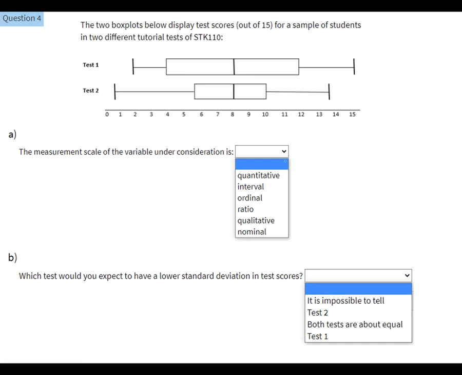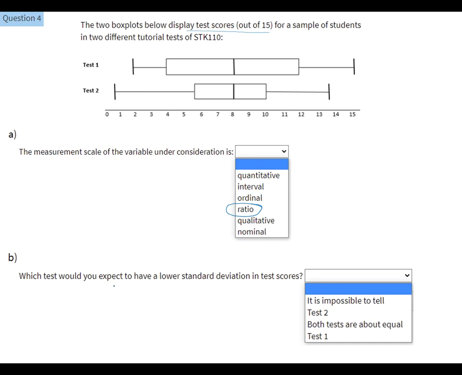Now for question 4, we've given you 2 different box plots for a sample of students who did 2 tests in SDK 110. So for this question, we can assume that we had the same number of students doing both tests because they're all doing SDK 110. So let's start with the measurement scale. For this variable, firstly, we are observing test scores. So our measurement scale here would be ratio, because a ratio here would make sense. If someone got 2 marks and someone else got 4 marks, if you do a ratio of that, it makes sense to say the one person got double the marks of the other person. And the 0, of course, means that you have nothing. You got no marks.